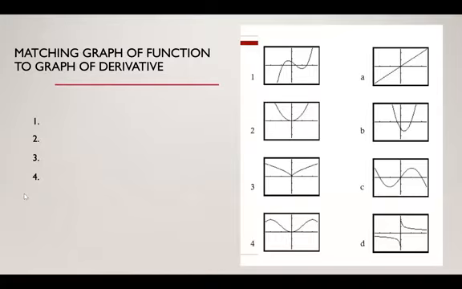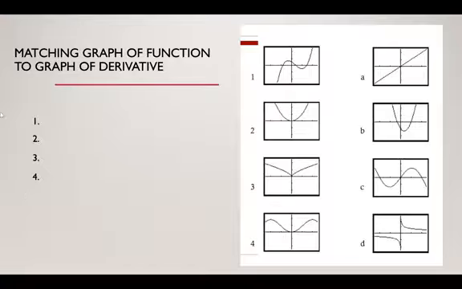Okay, so for these, we're really just going to be looking at what the slope is doing. So is the slope positive? Is the slope negative? Is it a large positive value, low negative value, things like that. And then I also want to take into account horizontal tangent lines, because those are going to be your x-intercepts on your graph of the derivative.